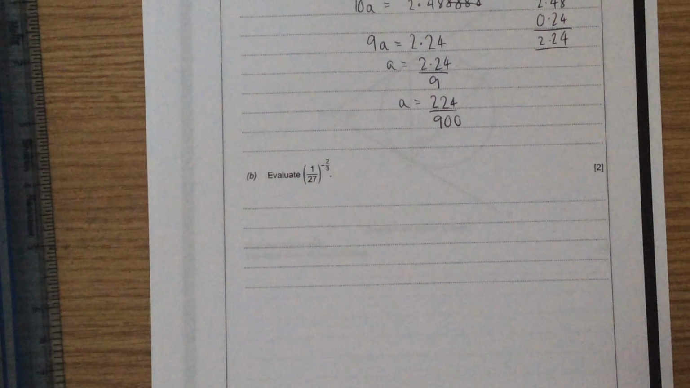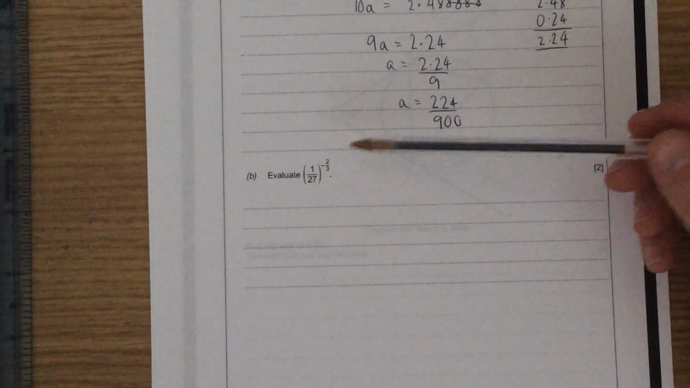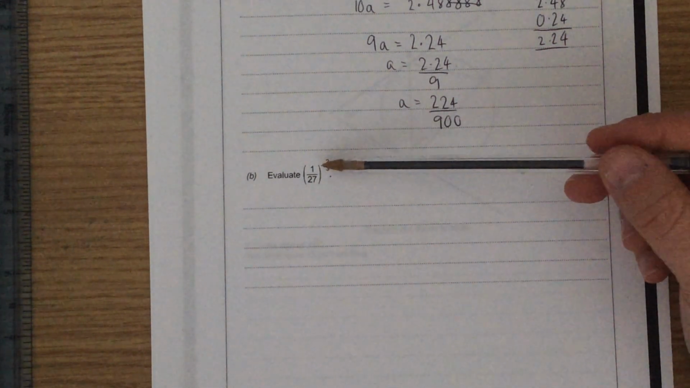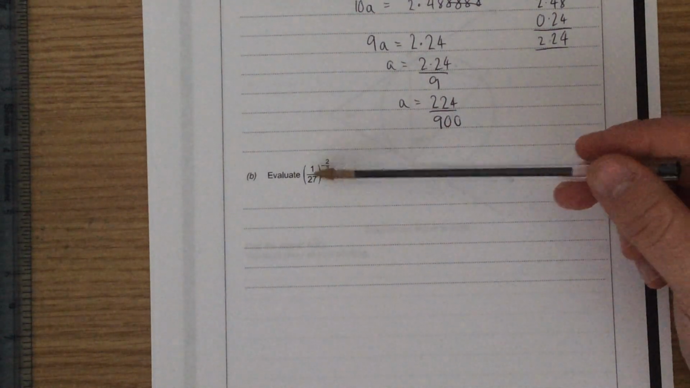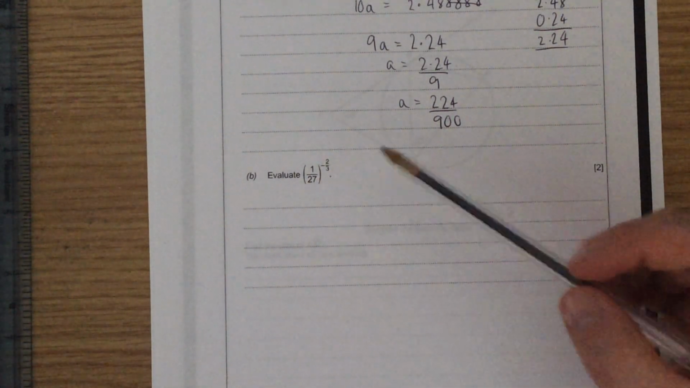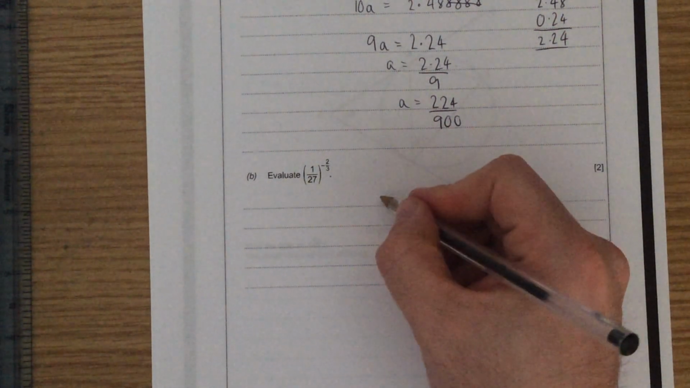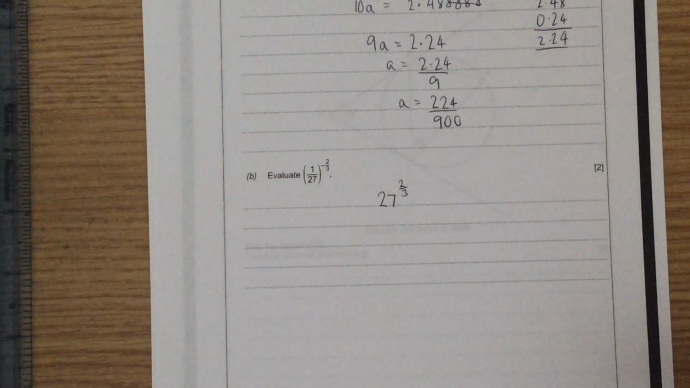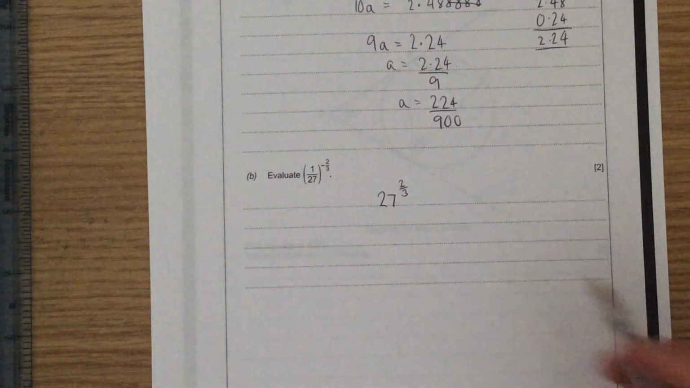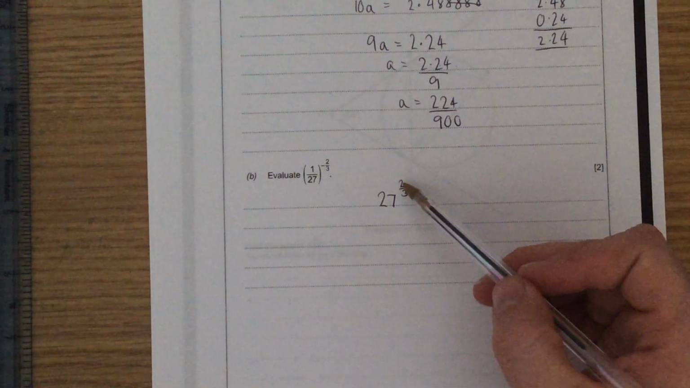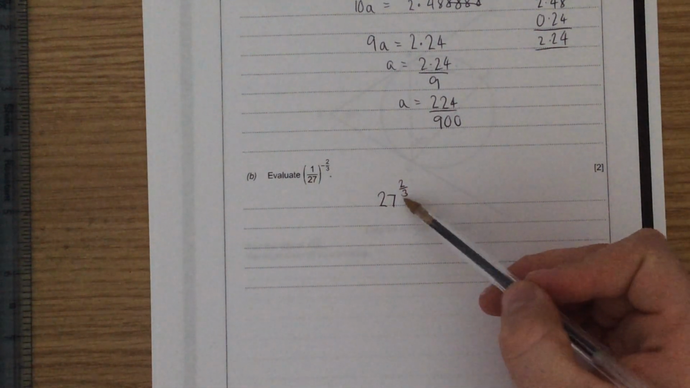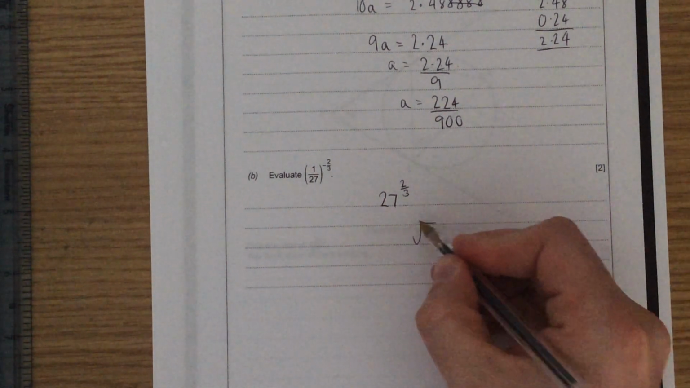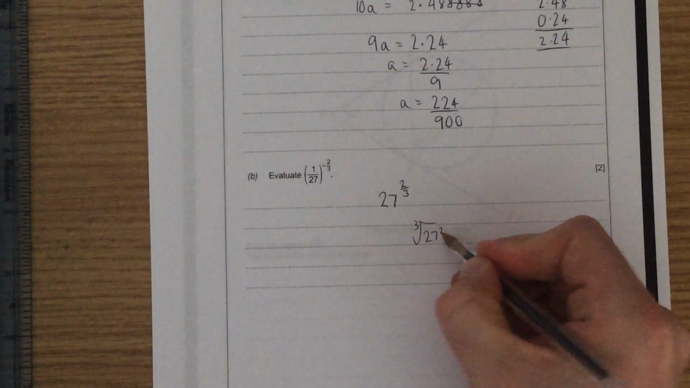Part B, indice rules. So the first rule you need to recognize is that the minus sign means 1 over this. Now with a fraction, the 1 over is effectively the inverse, so I can just flip the fraction upside down. I keep the indice there, but I've now lost the negative sign. Now with 2/3, the number on the top represents the power and the number on the bottom represents the root. So this is the cube root of 27 squared.